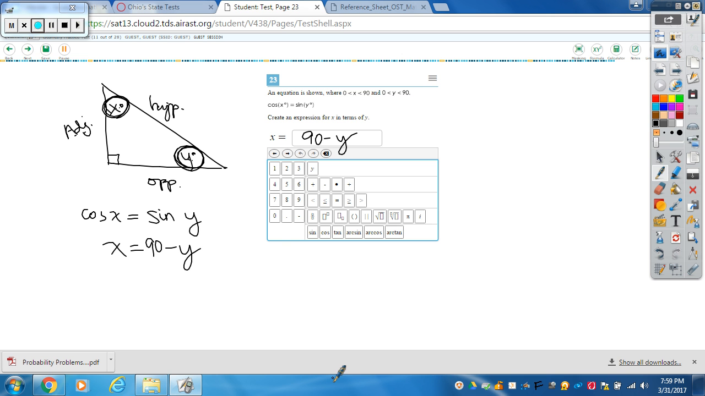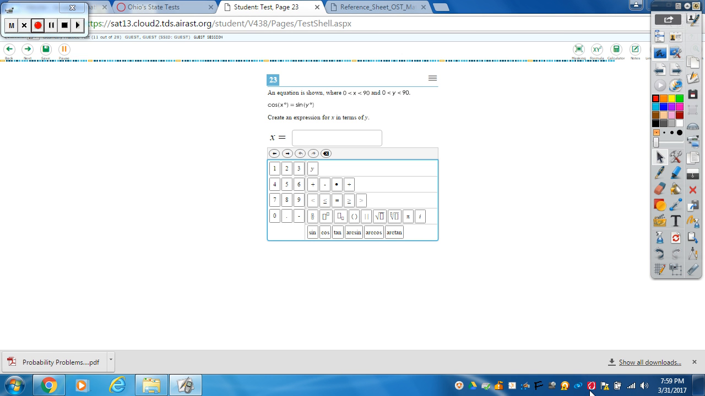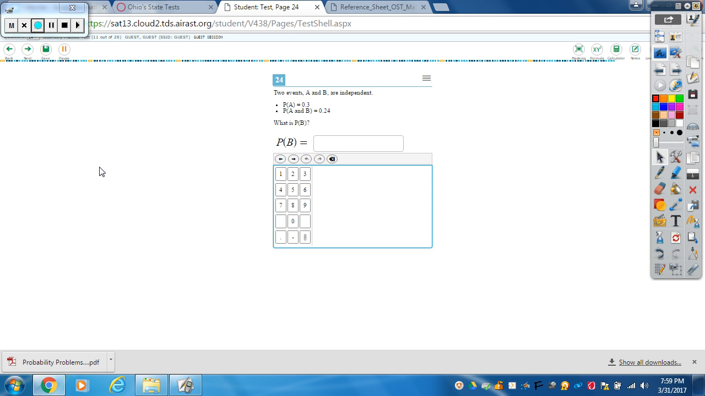All right. Looking at the next problem. Two events are independent. Probability of A equals 30% or 0.3. Probability of A and B equals 24% or 0.24. What's the probability of B? Now remember, independent events, when it's A and B, are going to be the probability of A times the probability of B. Okay? You've seen that quite a bit over the last couple of days, I hope.